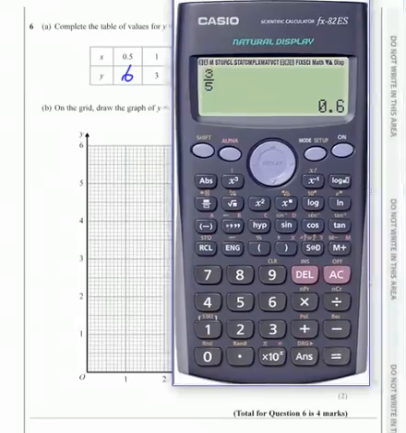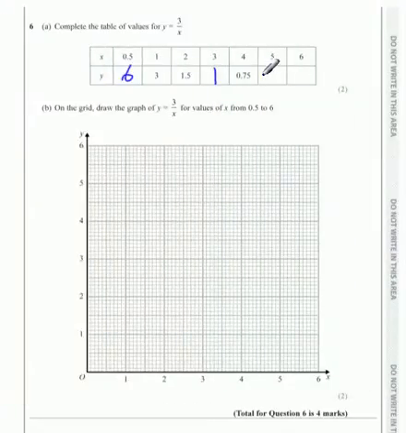Pressing our FD button to get that as a decimal is 0.6. 3 divided by 6, another easy one, is just 0.5. So these are the values we have. Then we need to plot those.